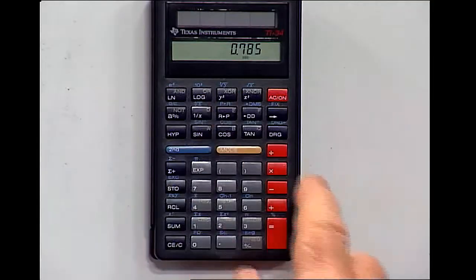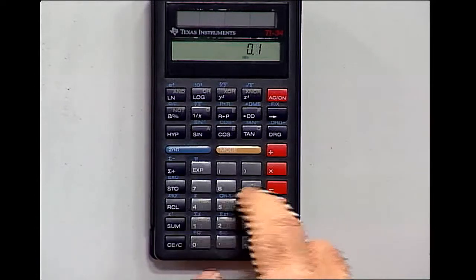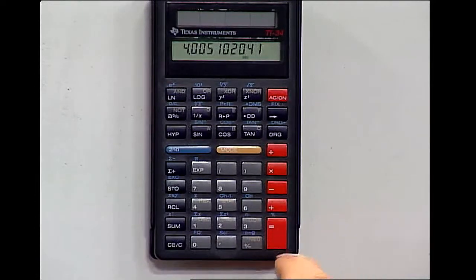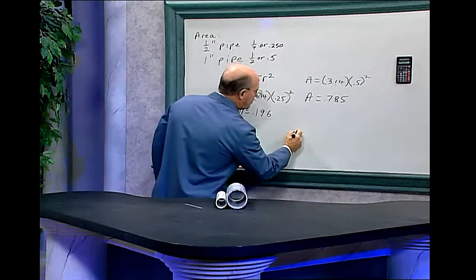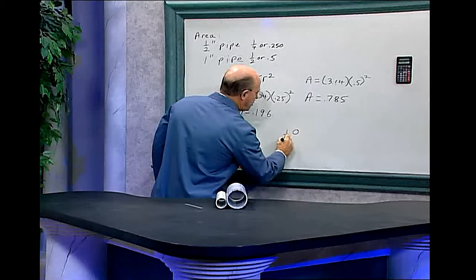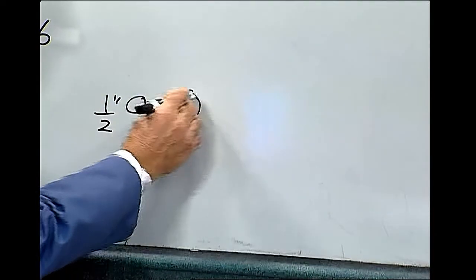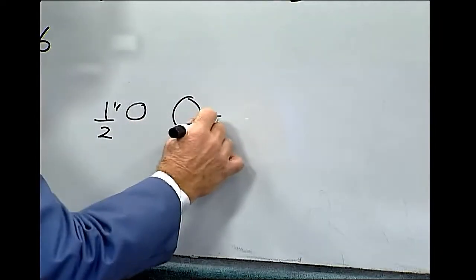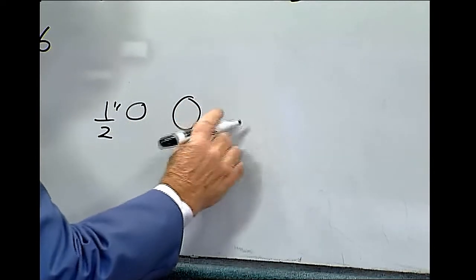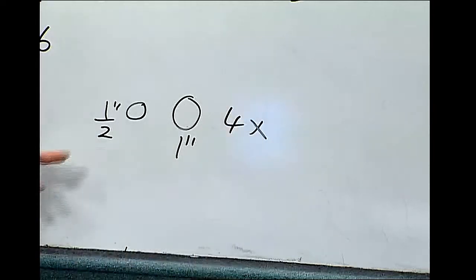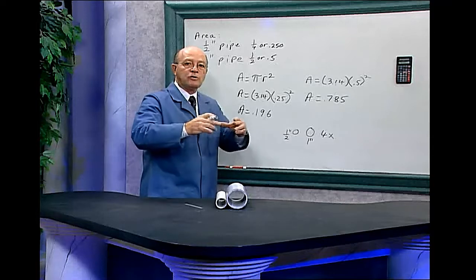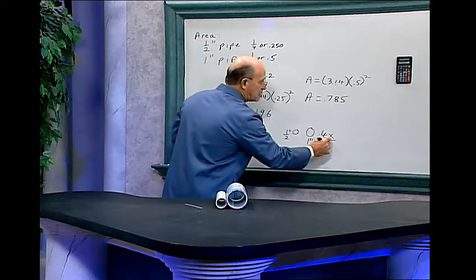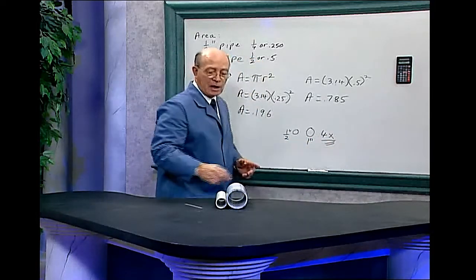So divide that number by 0.196 equals 4.005, or 4 times. In other words, the area for the 1 inch pipe compared to this 1/2 inch pipe increases, I shouldn't put an equal, 4 times. When you increase the diameter 2 times, the area increases 4 times. Let's see if that holds true for this.